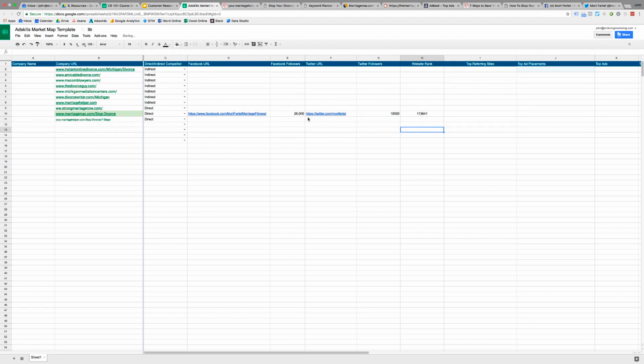The goal with all of these numbers, the followers and the website rank, is to understand directionally how these stack up relative to the other competitors in the same market. So if Mort has 26,000 Facebook followers and MarriageHelper.com has 2,000, while it may not be apples to apples from a revenue perspective, there's probably a good chance that Mort's business is 10 to 13 times larger than Marriage Helper. We want an idea of who we should model based on who's the biggest and what our unique value proposition is.